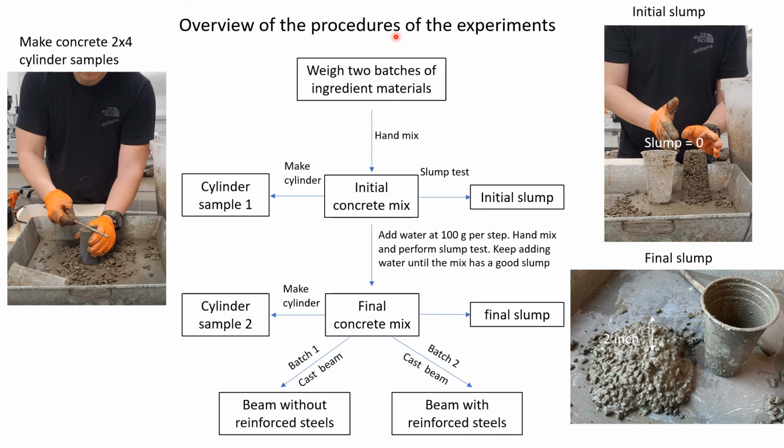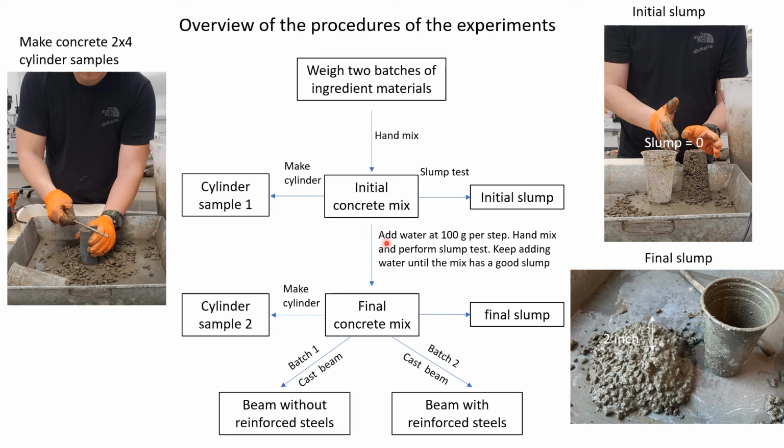Here is the overview of the procedure of the experiment. First, you weigh 2 batches of ingredient material and perform a hand mix to get an initial mix of concrete. Then you're going to perform a slump test to see the initial slump. Most likely, your slump won't be great. For example, I show an example here, the slump equal to 0. That is, the height of the concrete after I remove the cone is almost the same as the cone itself. You will also make a cylinder for this initial mix.